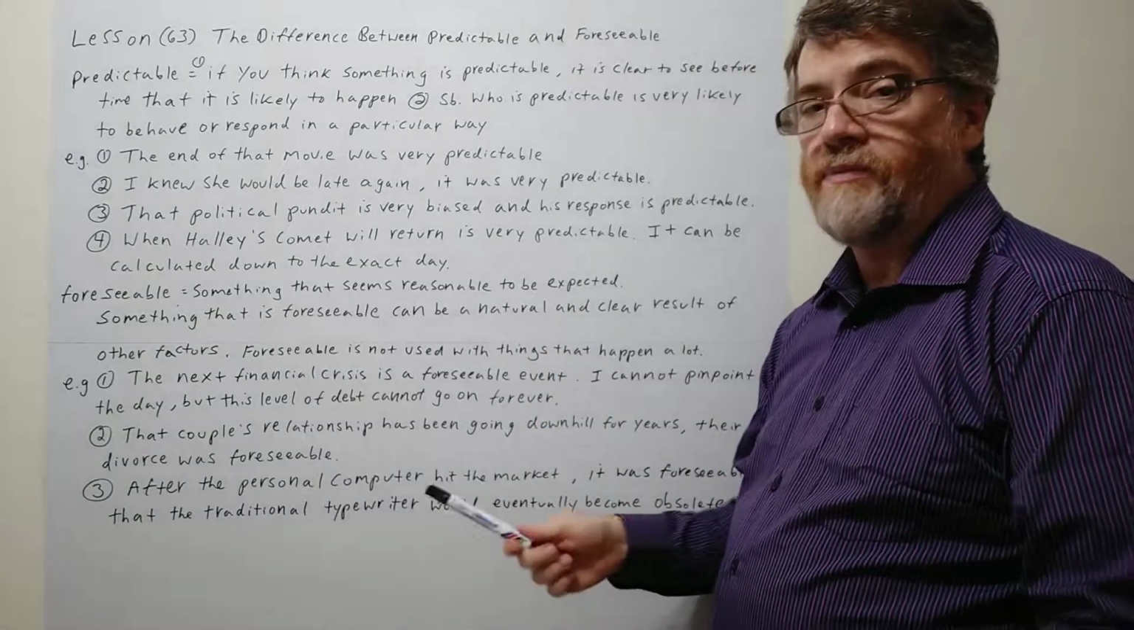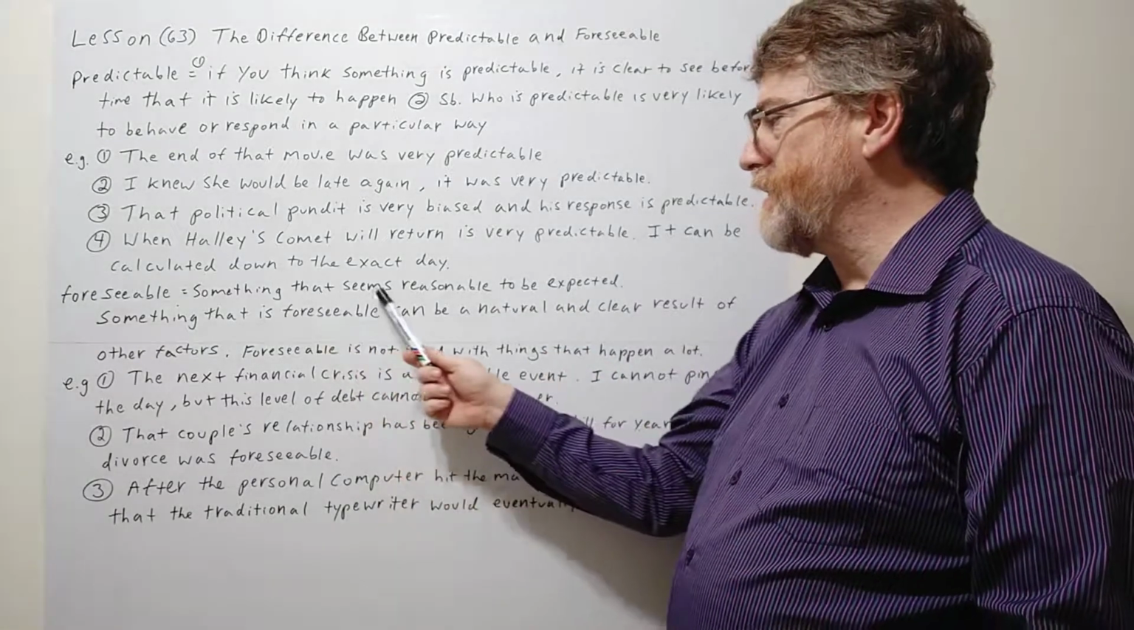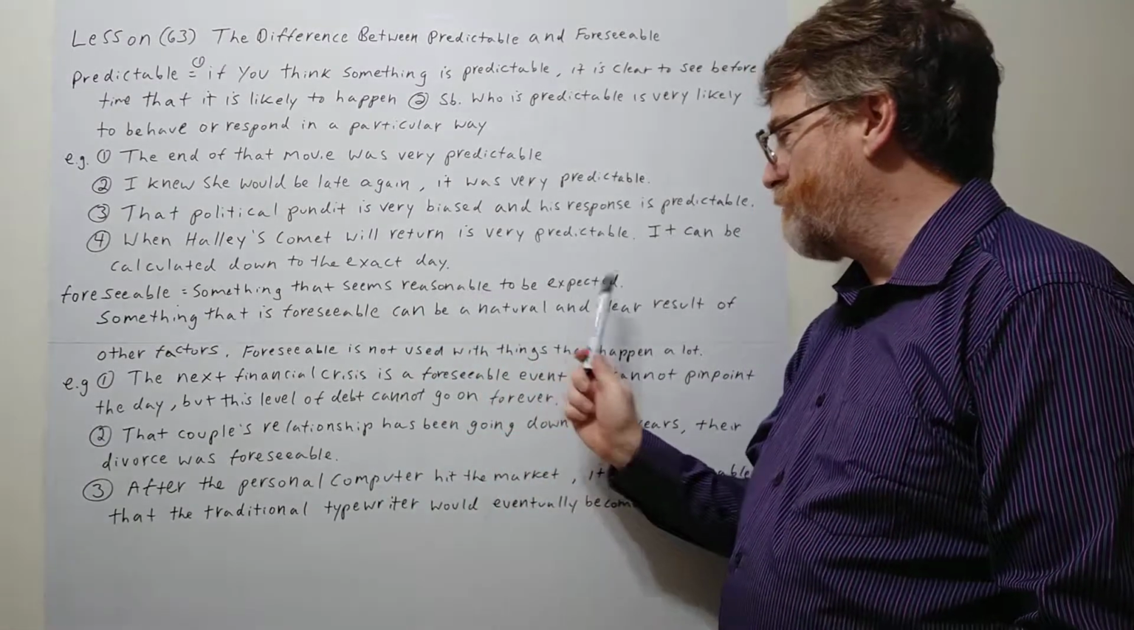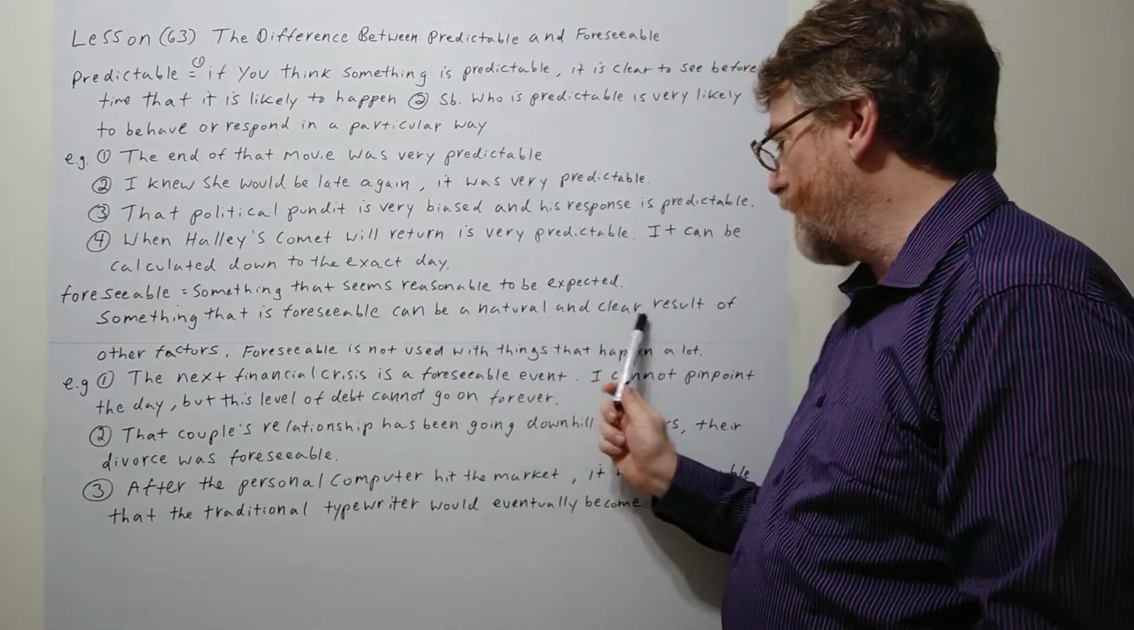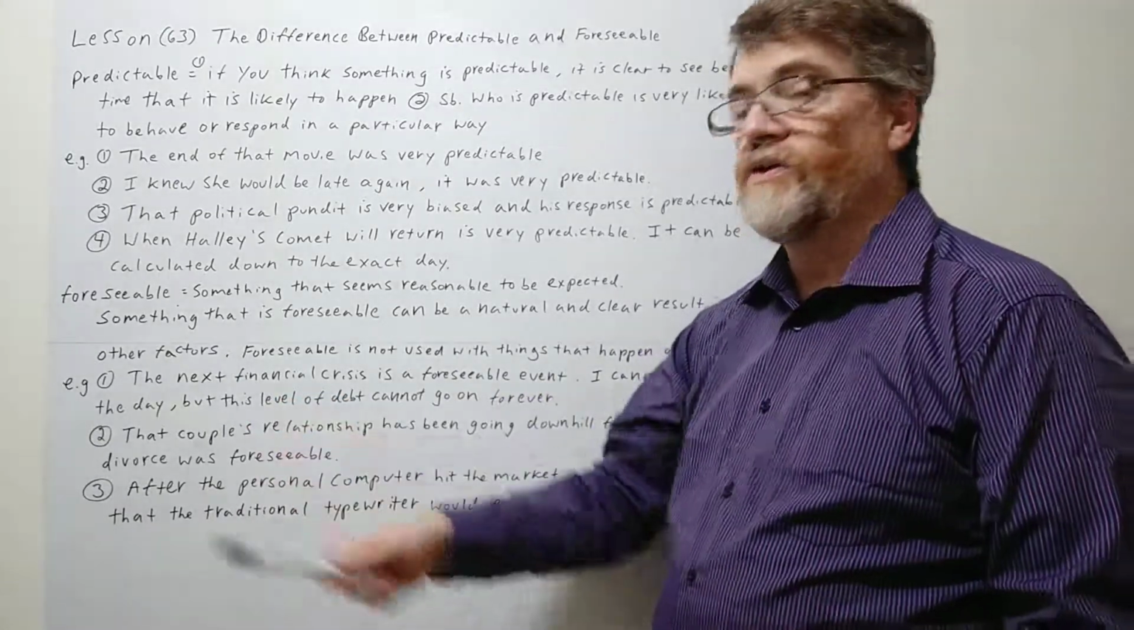All right, so what's foreseeable? Foreseeable: something that seems reasonable to be expected. Something that is foreseeable can be a natural and clear result of other factors.